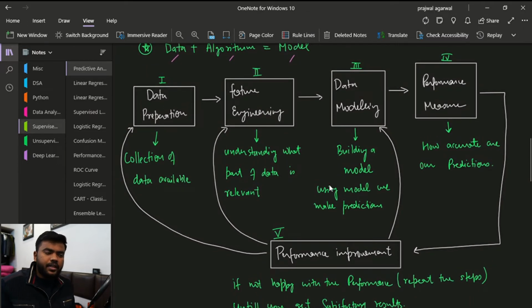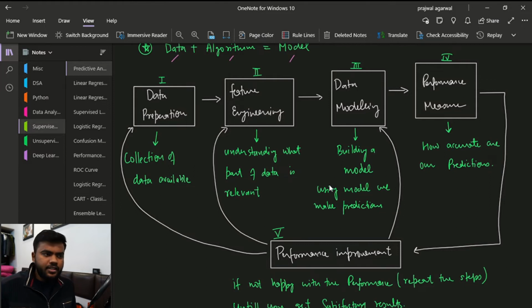First step is prepare the data, and preparing data also means that you are acquiring data, you are collecting data from available sources. For example, if you want to create a model to analyze if a person is going to buy something, then you have to acquire the data of his or her past purchases, right?